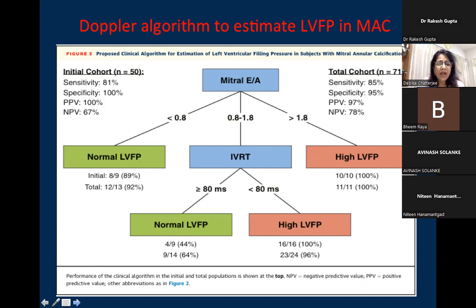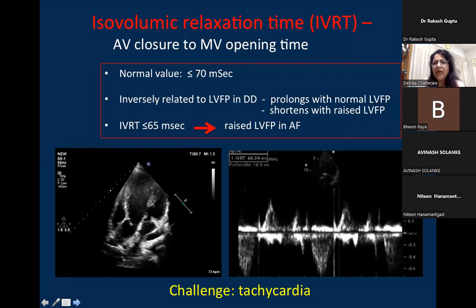So what is that IVRT? IVRT is the isovolumic relaxation time. It is the time between the aortic valve closure to mitral valve opening. As soon as the aortic valve closes, the mitral valve doesn't open because the LV myocardium has to relax. Its pressure should come down below the LA pressure. So that time, the aortic valve closure to mitral valve opening time, is called the IVRT.